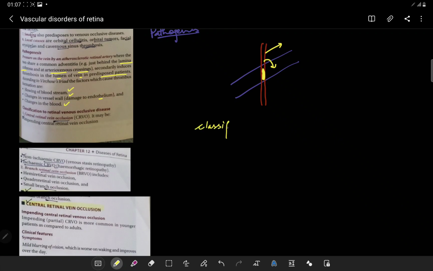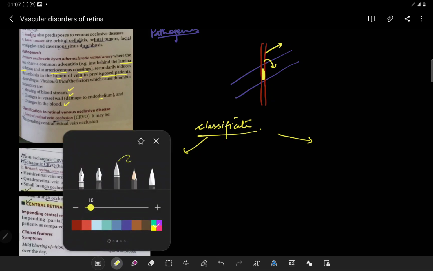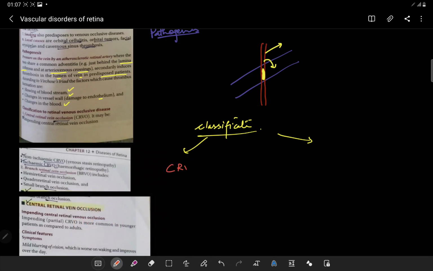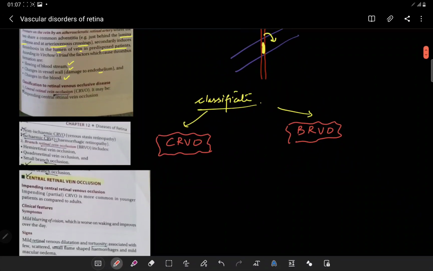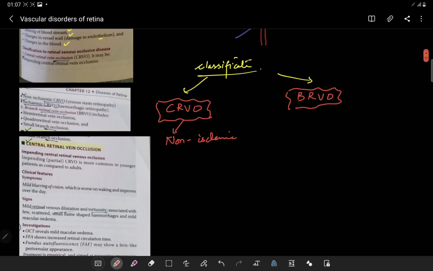Now we have the classification of retinal vein occlusions. The classification divides it into two: central retinal vein occlusions and branch retinal vein occlusions. The central retinal vein occlusion can be of the impending type, and the main ones are the non-ischemic type, also known as venous stasis retinopathy, and the ischemic type of central retinal vein occlusion.